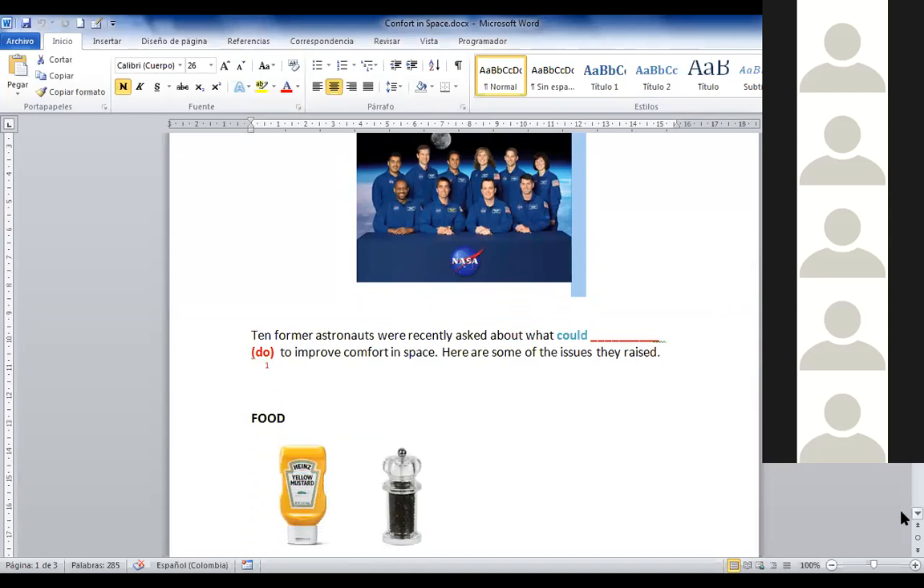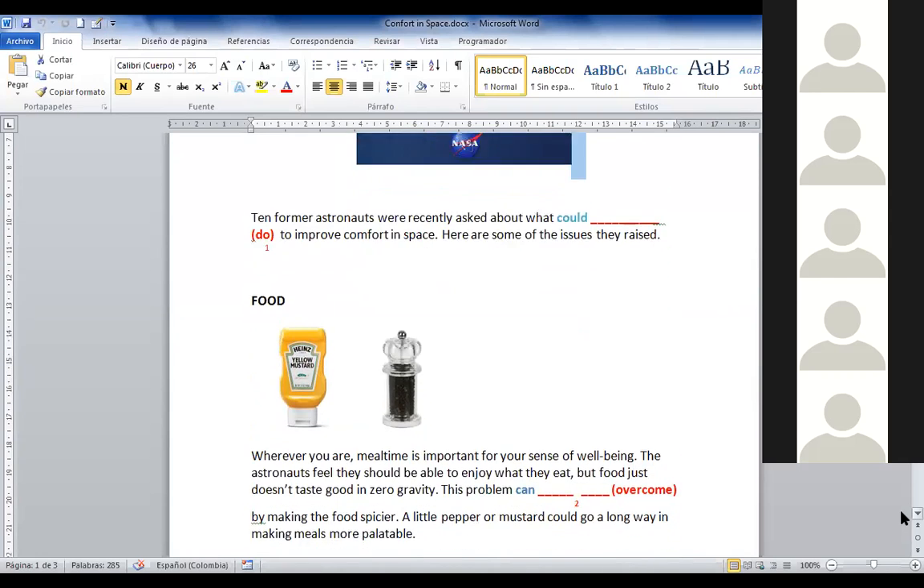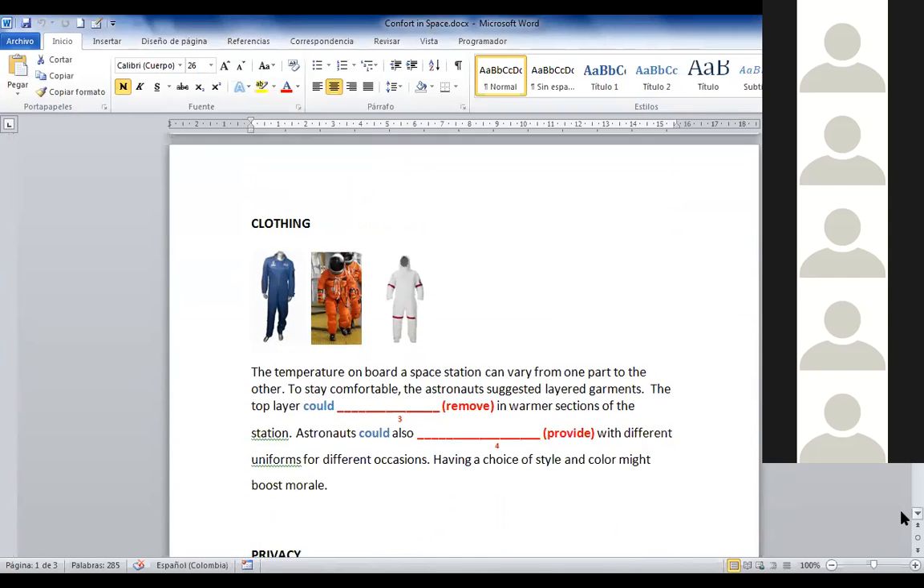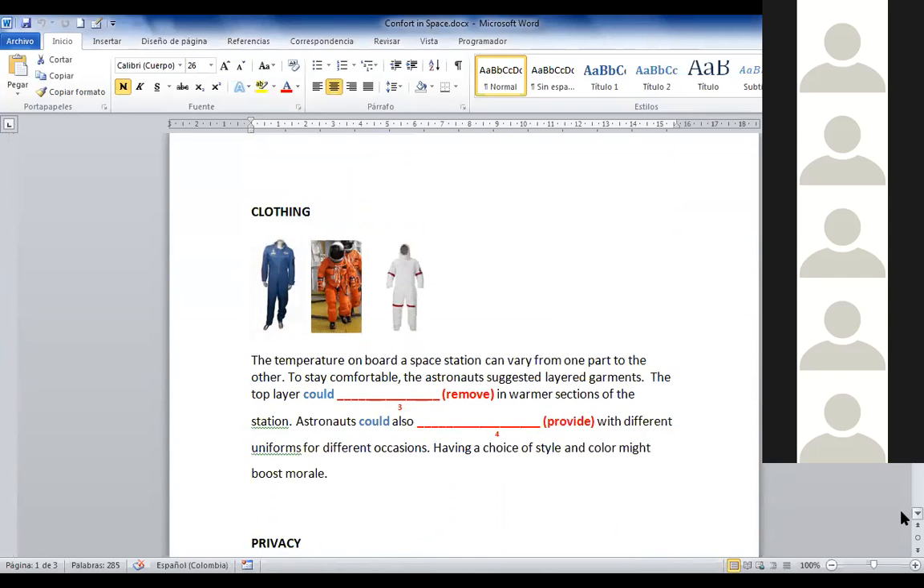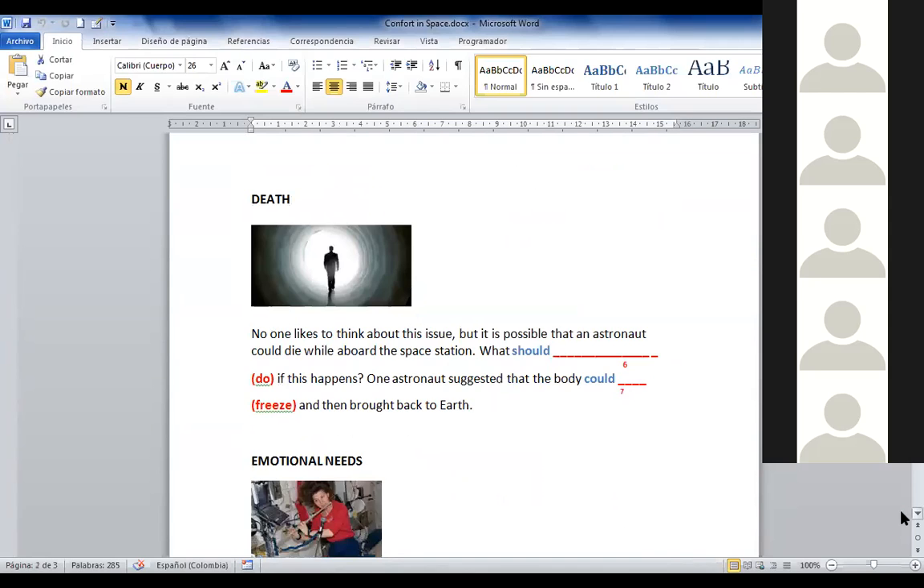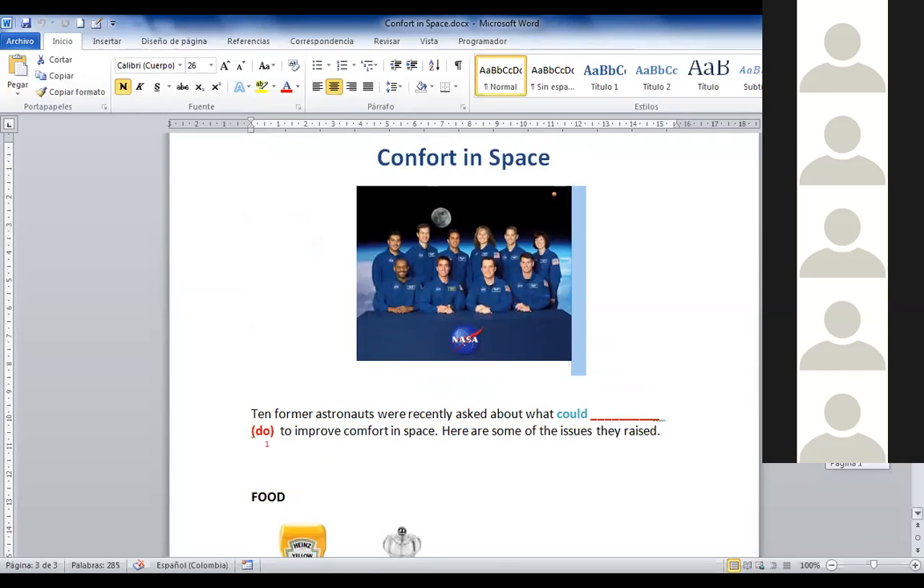In the gaps we have verbs, modal verbs like could, can, could again, could, and should. Right? And ought to. So what we need to do is to read the sentence and complete the gaps by using the passive structure. So who would like to try with the first gap?